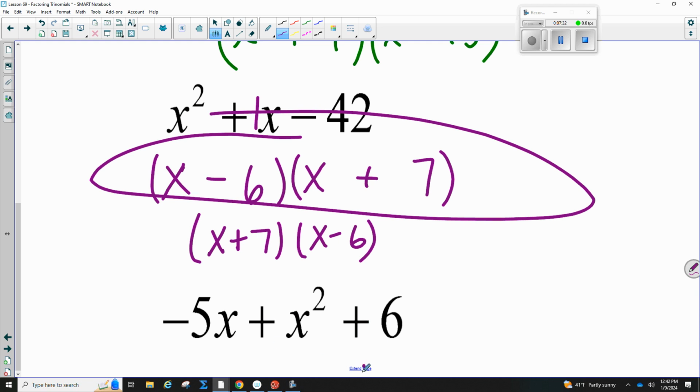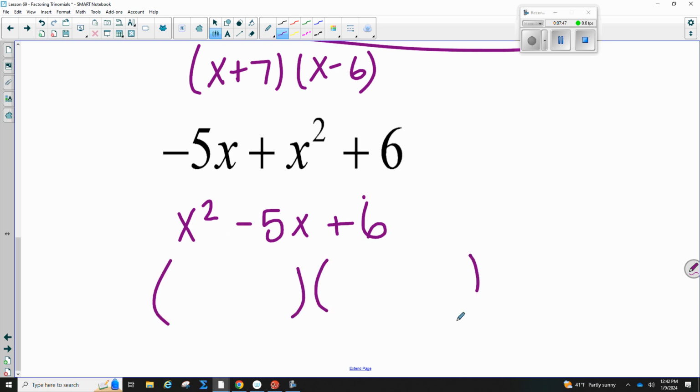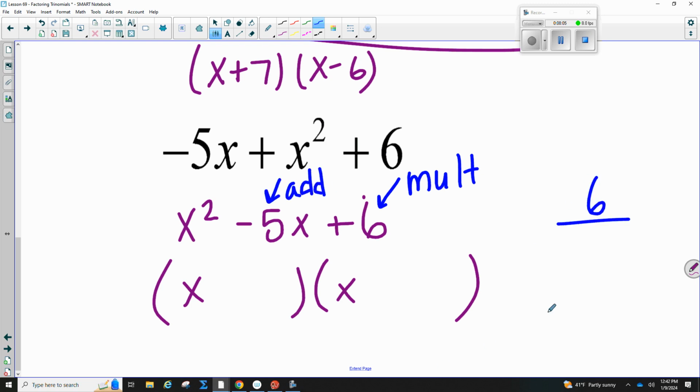All right, let's try one. Okay, finally I have a good one. All right, let's put it in order first. All right, we got x squared minus 5x plus 6. All right, so it's descending by exponent. And again, the x times the x gives me x squared. All right, now remember, the 2 numbers always have to multiply here to +6 and add to -5. Again, let's say you don't know. Okay, what are some factors that multiply to 6? 1 times 6. Yeah, those are my only choices, okay?